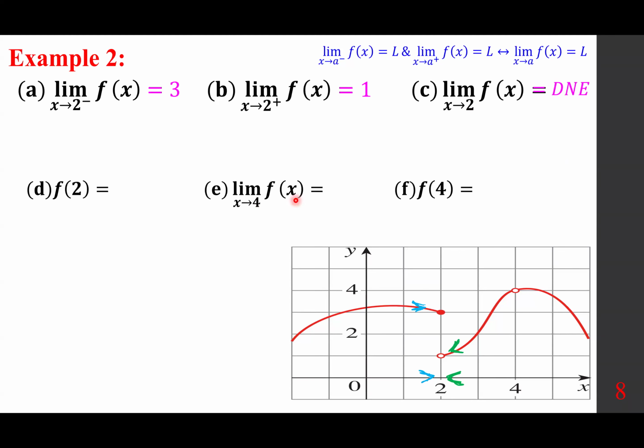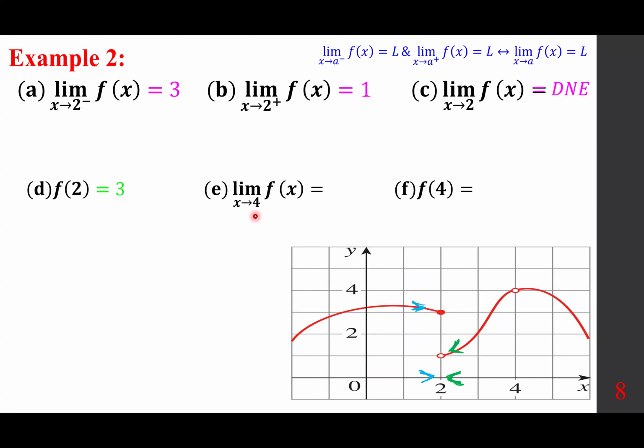Let's look at f of 2, the limit of f of x as x approaches 4, and f of 4. So let's start with f of 2. When we look at number 2, everybody, you look for a solid point. It gives us this point, which has the y coordinate 3. So f of 2 is given, and it has the y coordinate equal to 3. That means f of 2 is 3.